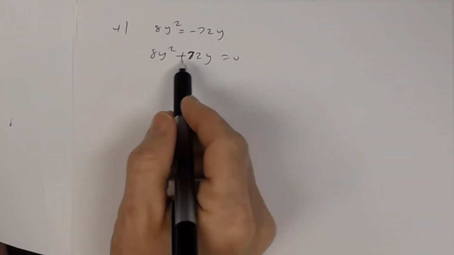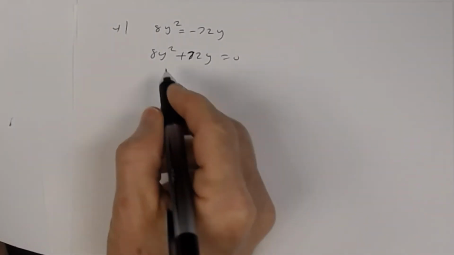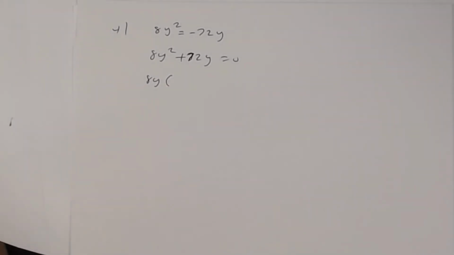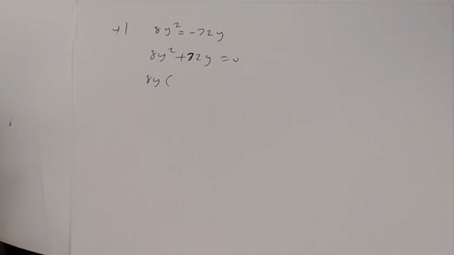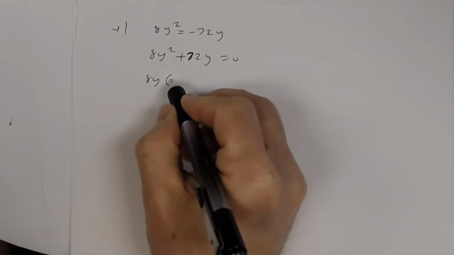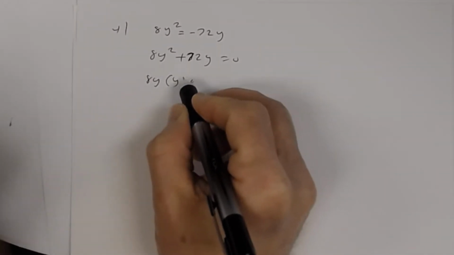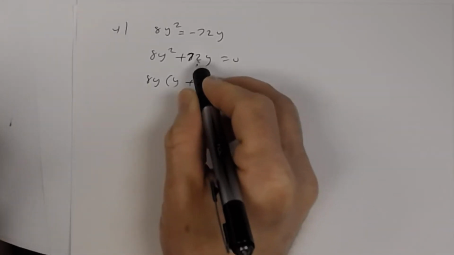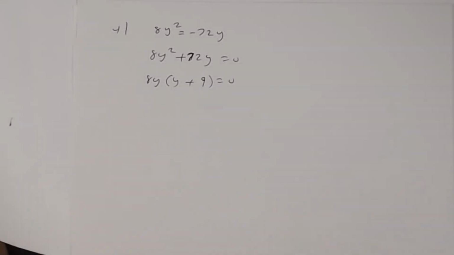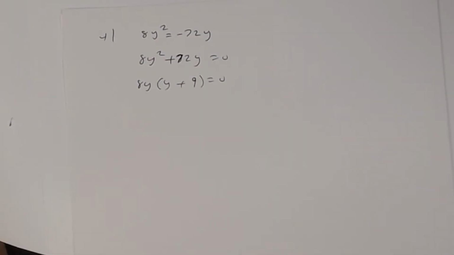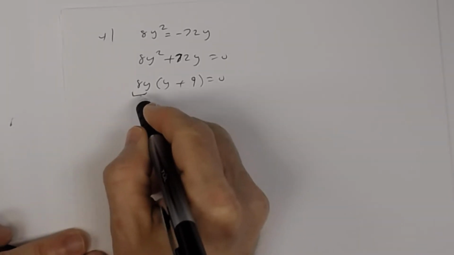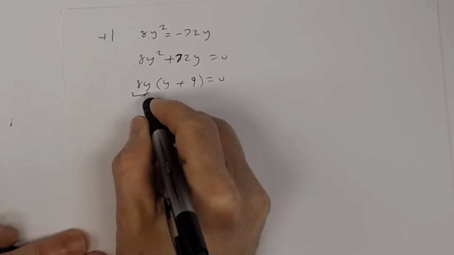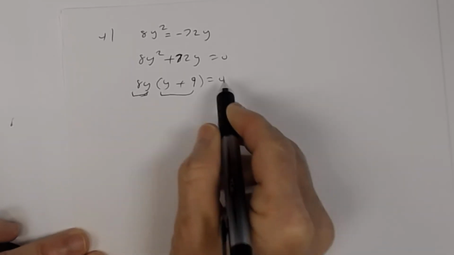So here, the GCF looks like it's 8y. So I can factor out an 8y. So I get 8y times, and let's see, oops, it's not 8y, sorry. That's 72. Yep, okay, it's 8y. So I get 8y times y is 8y squared plus 8y times 9 is 72y equals 0. And now that looks like number 1. Now I have really 3 factors, 8y and y plus 9, but I'm going to put 8y together. So 8y times y plus 9 equals 0.